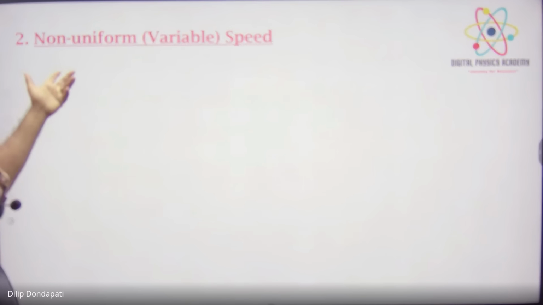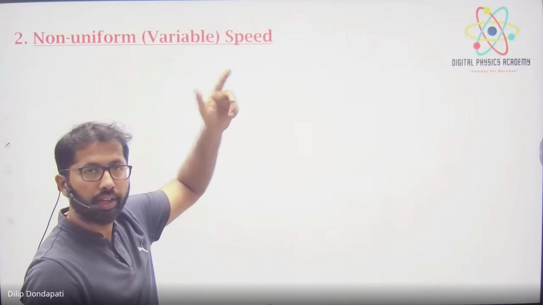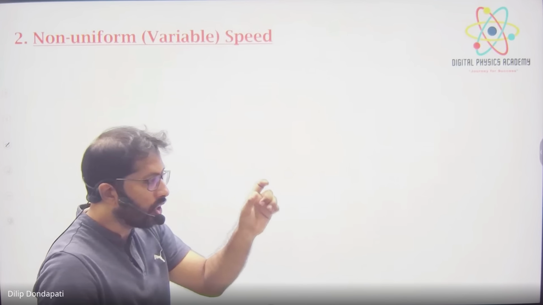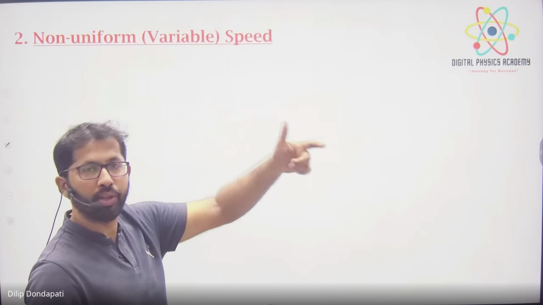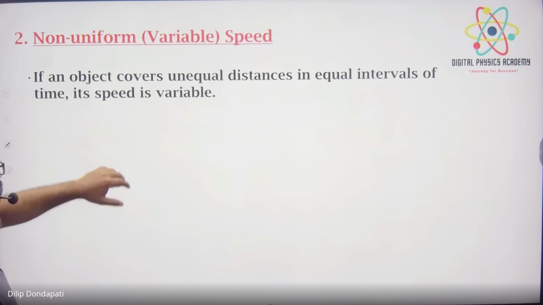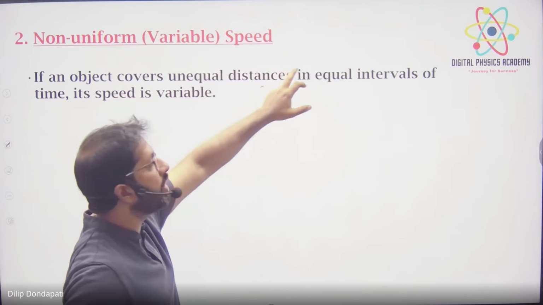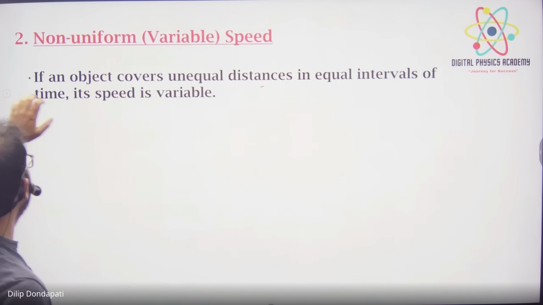Next one is non-uniform speed. It is exactly the opposite. In equal intervals of time, the distance will be different. So therefore the speed will be different. If an object covers unequal distances in equal intervals of time, that is called non-uniform speed.